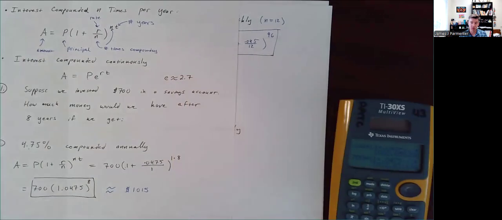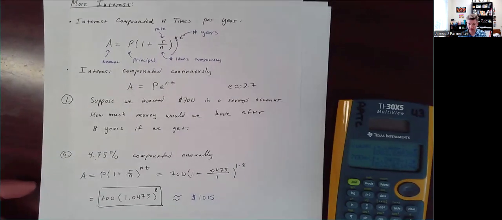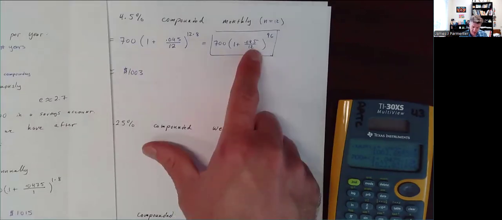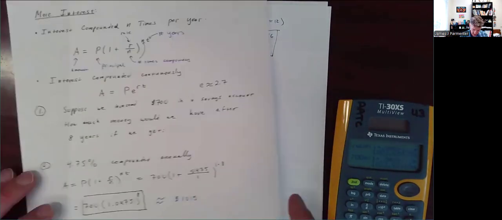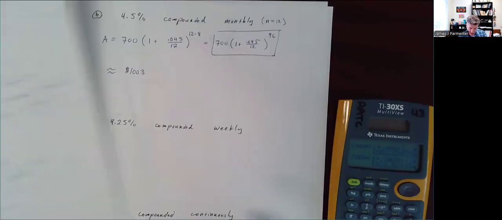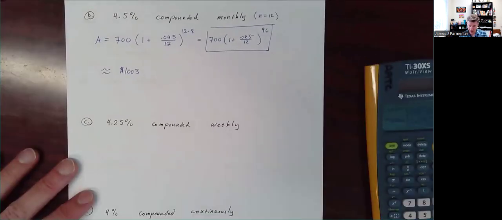So I just want to point out that the more frequently you compound your money or your interest, the more money you have at the end of your period of time. But here we were increasing the number of times we were compounding, but also decreasing the interest rate. So far, the better deal is to have 4.75% compounded only once a year, as opposed to 4.5% compounded 12 times a year. Okay, let's look at a few more examples here.